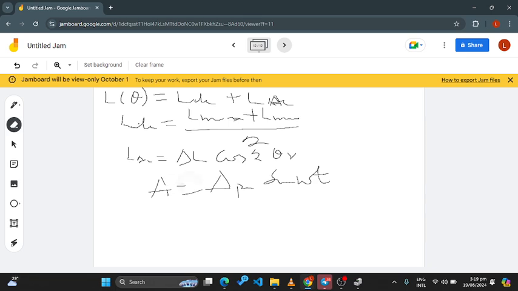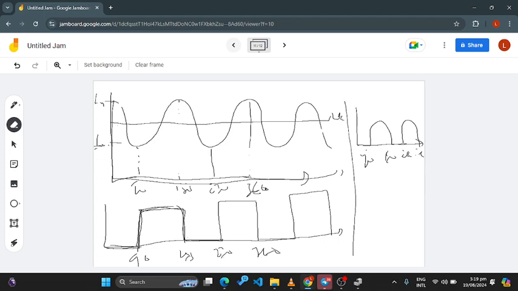Let me clean this. Okay. Now, how do we find the peak? The peak is from the DC part. So from here to here, this is the peak. If you want to find the peak of a sinusoidal signal, it is from the mean position to the highest point over here. So this would be the peak, change in L.